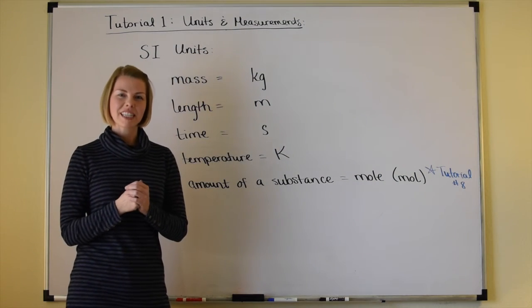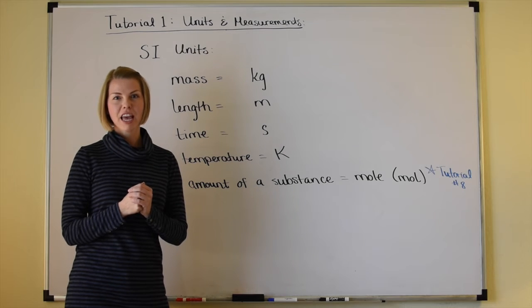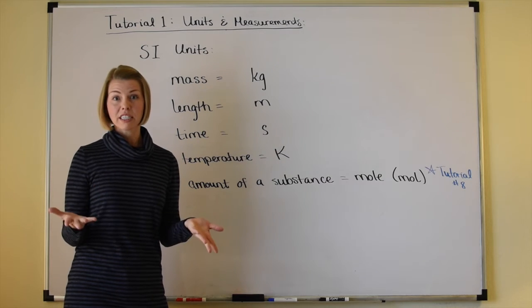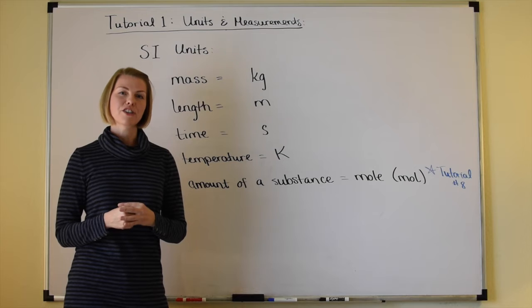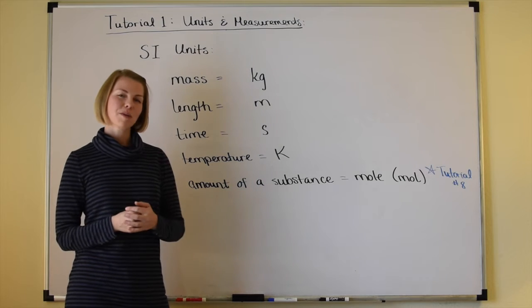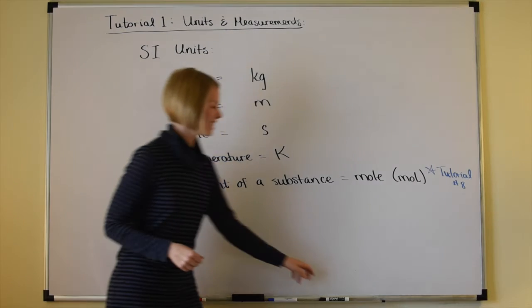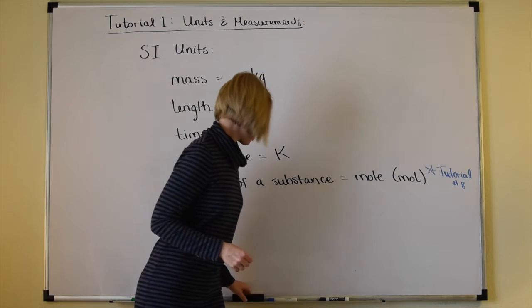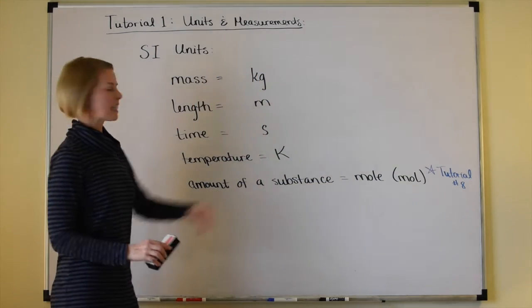So the mole is the SI unit for the amount of a substance, and it represents a quantity, 6.022 times 10 to the 23rd, and we will be talking about moles in tutorial 8 in much more detail. All right, so let's go ahead and erase all this.